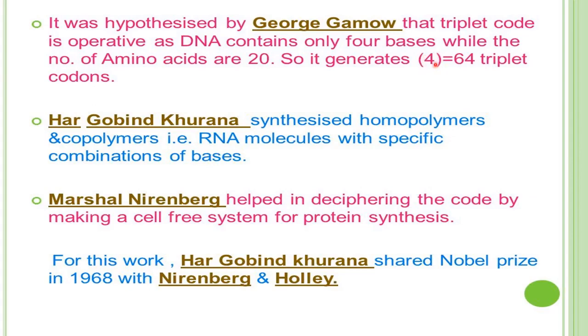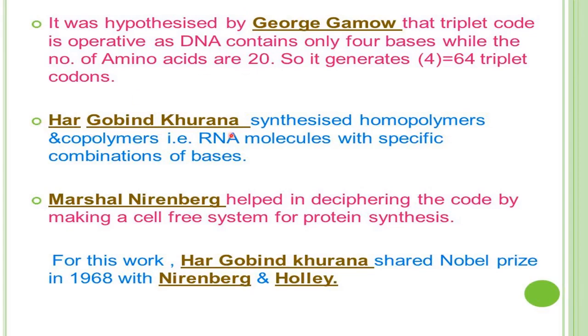So if we make sets of 3, how many combinations will be possible here? If we write 4 to the power 3, according to the permutation mathematics formula, then it will come to 64. So a total of 64 triplet codons are present here to code for the 20 amino acids. It was first told by George Gamow.